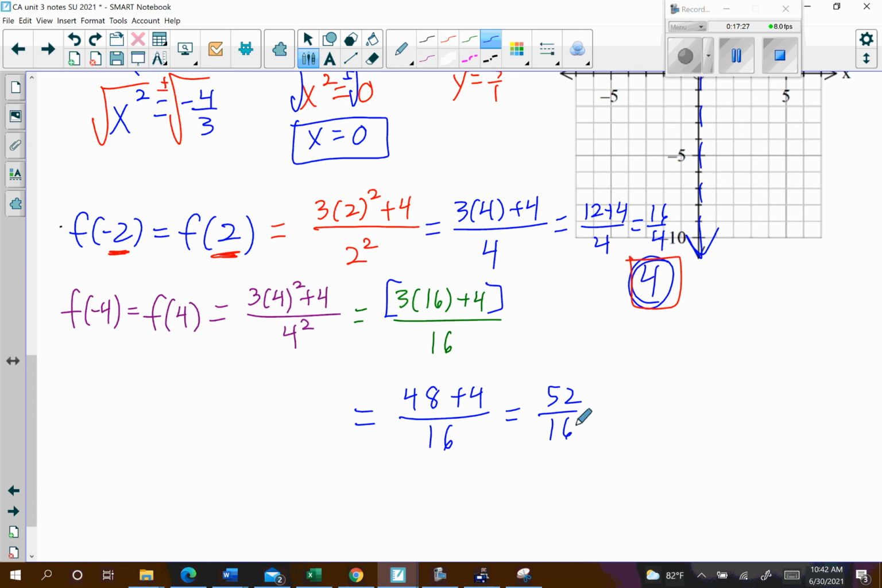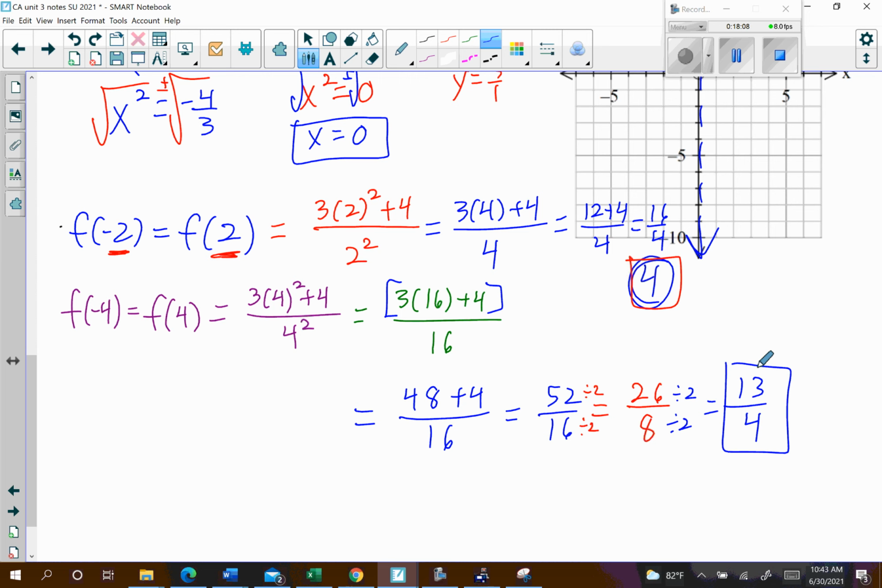Now, it's correct, but it's not simplified, so we have to make sure we simplify this. If you can see what it simplifies to all at once, great. If not, we can do it in smaller steps, and sometimes I like to do it in smaller steps. I notice they're both even, so basically we can just cut them in half. We're going to divide by 2. So half of 52 would be 26, and half of 16 would be 8. Well, they're still even, so I can divide by 2 again on both of them. Half of 26 is 13, and half of 8 is 4. And there we go.